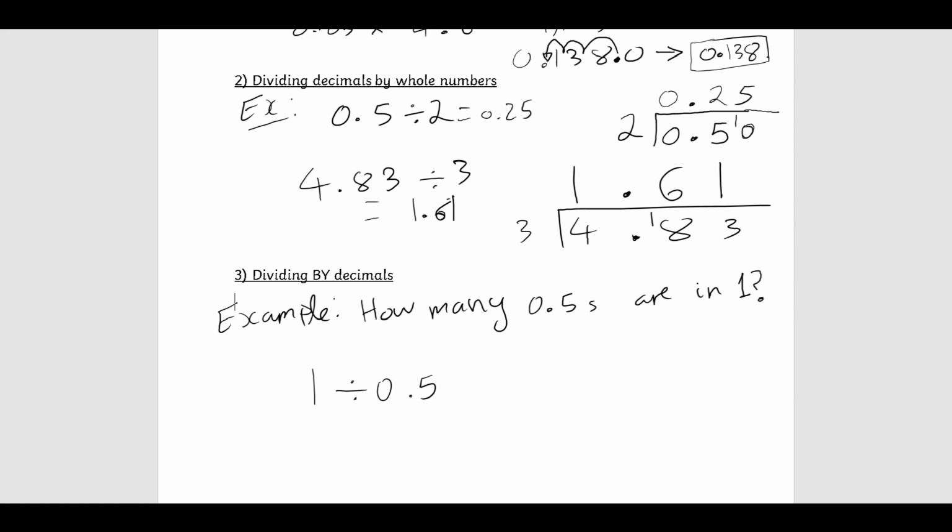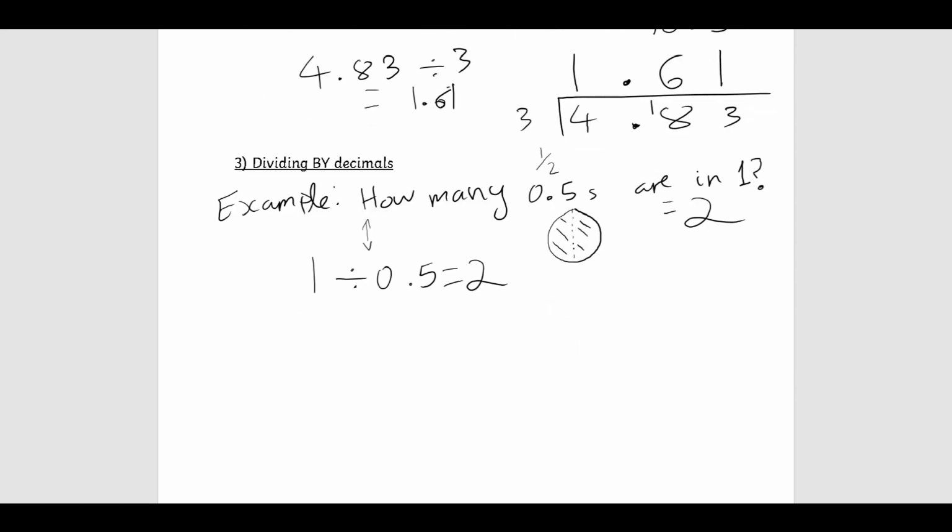Now, obviously, if I have one whole pizza, and 0.5, I think you know that's a half, I can see there are exactly two halves in it. So there are two 0.5s in 1, but that just means that 1 divided by 0.5 has got to be 2, which is a very unnatural thing to write. We always seem to think that it should be smaller than 1, but it can't be. So let's now look at a method for doing this, because we might have a harder question.